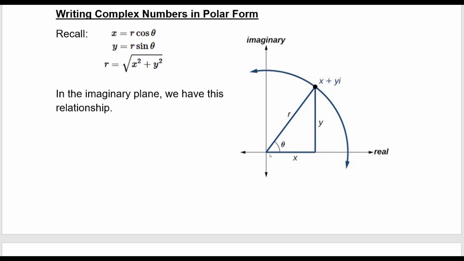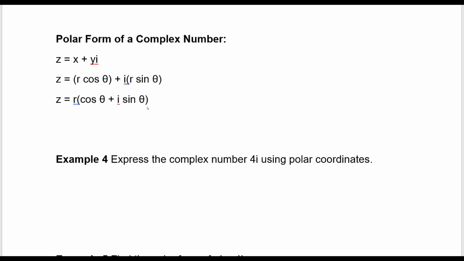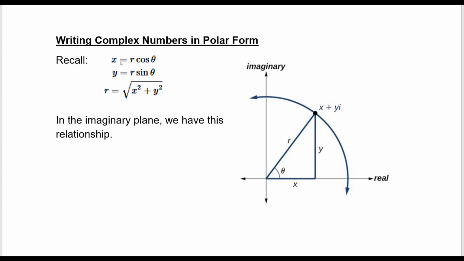So if we think about this x plus yi here, this radius is like that absolute value of z, where here's the x value, here's the y value. So in the imaginary plane, we have that relationship. So z would be x plus yi. So recall back up here, sorry if I'm making you dizzy.